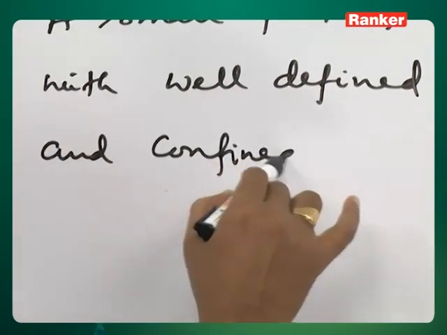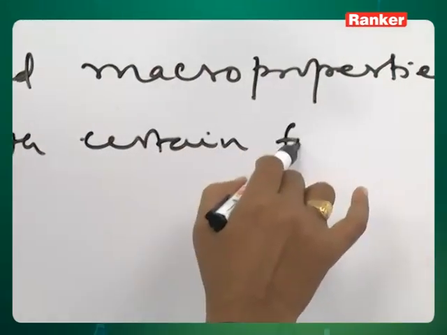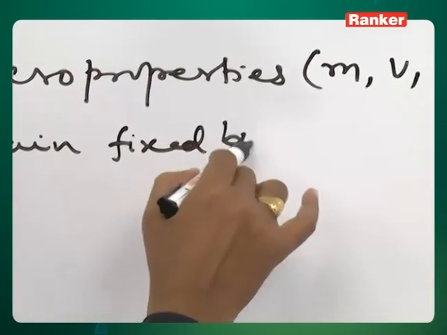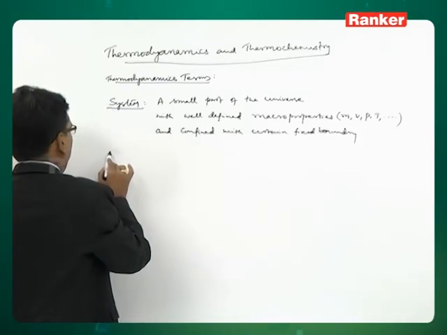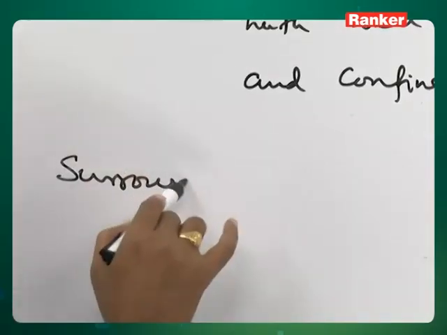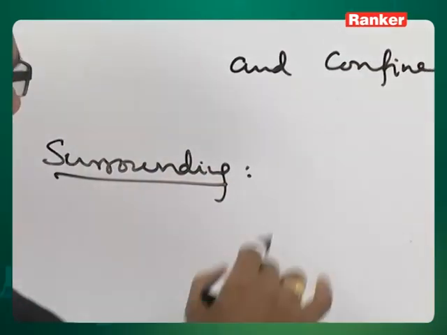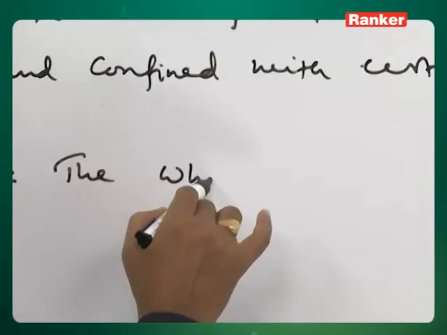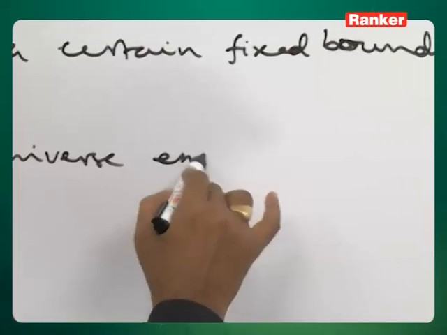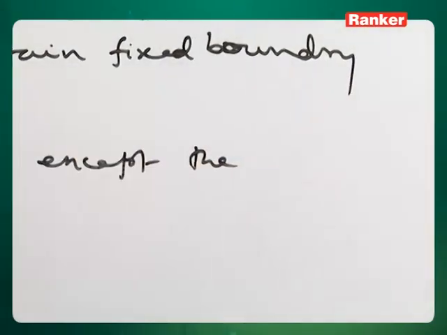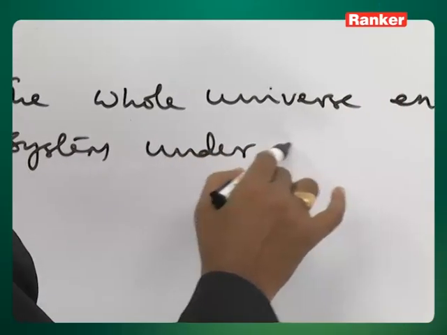A small part of the universe with well defined macro properties and confined with certain fixed boundary. Then what is surrounding? Surrounding is nothing but the whole universe except the system under consideration.